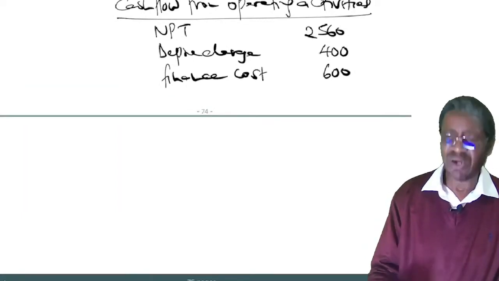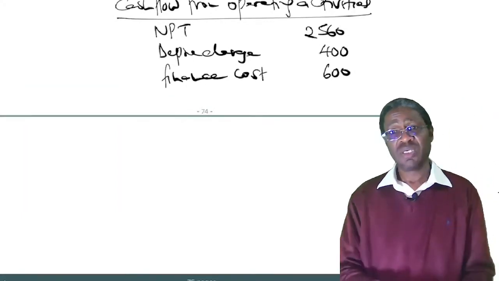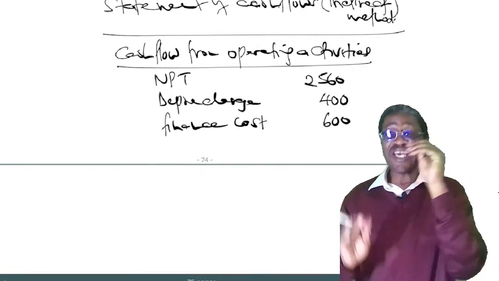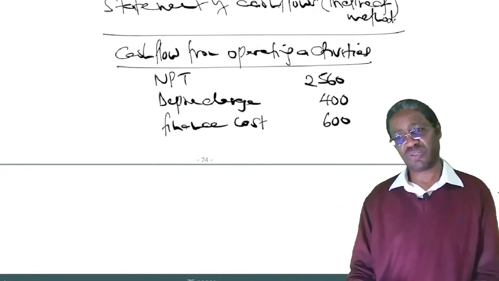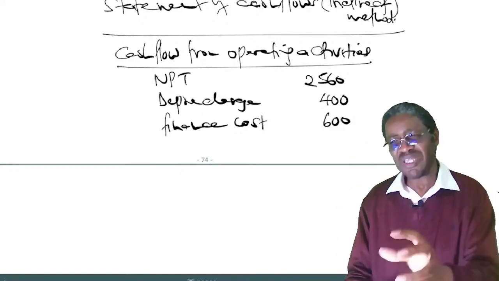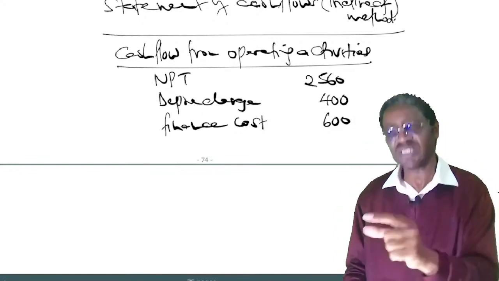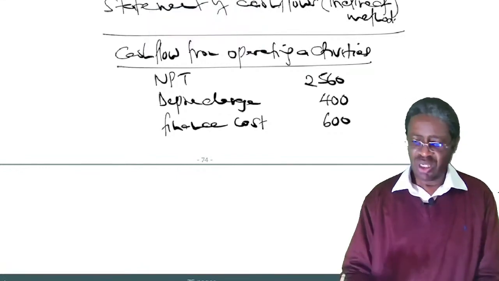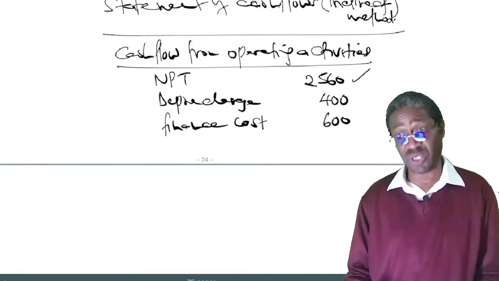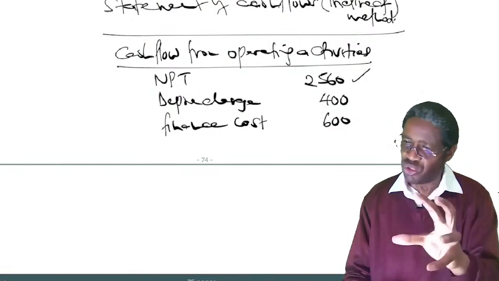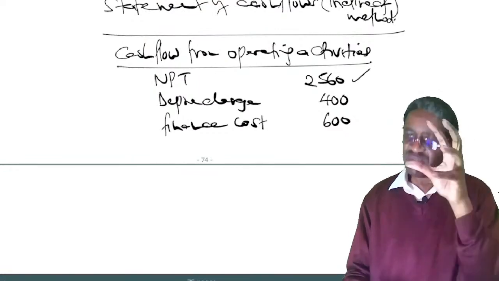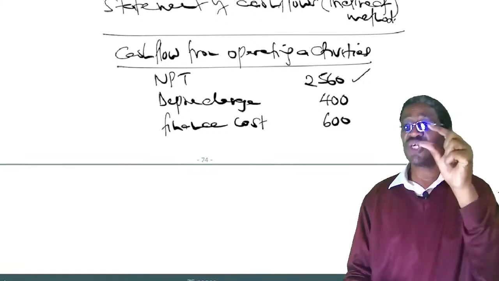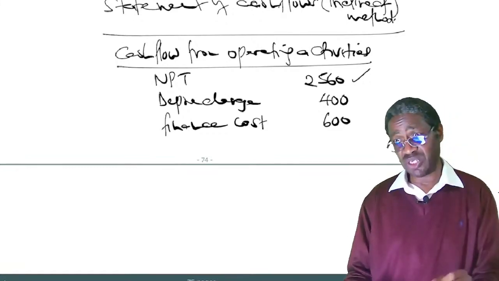Okay. Now, I was saying this. When you are required to prepare cash flow statement using the indirect method, how do you determine the cash flows from operating activities? I have just said a short while ago, we always start with the profit before tax. That I have told you, never miss the mark for it because it's not something you have to calculate. You just pick it from the income statement.